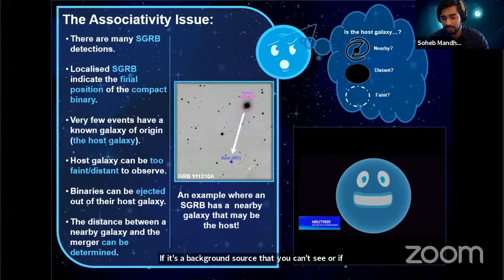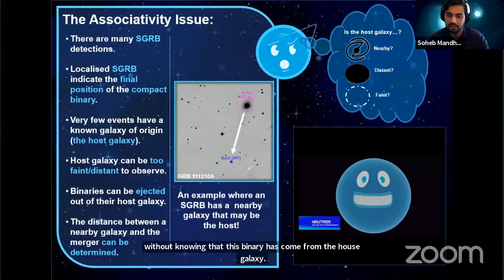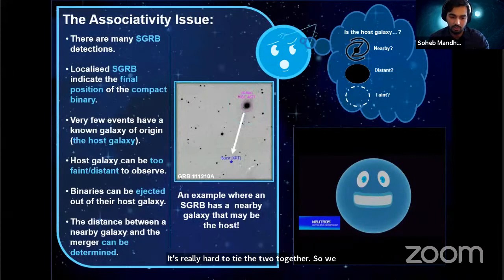On the other hand, from the perspective of the compact binary, it's possible that the compact binary may have been ejected from the galaxy at some point during its evolution. As such, when it merges and you get this short duration gamma ray burst, the gamma ray burst will be seen at some offset from the host galaxy. Now, without knowing that this binary has come from the host galaxy, it's really hard to tie the two together. So we can only gauge the likelihood of such an event.